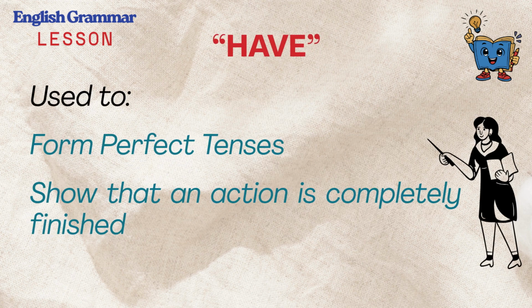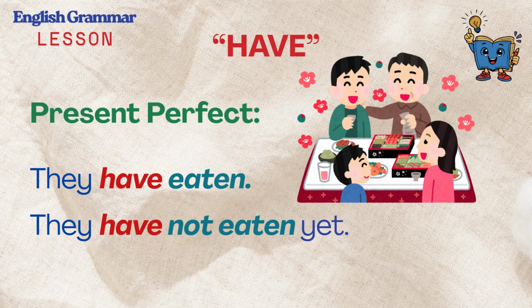Our third helping verb is have. We use this specially to form perfect tenses, which is just a fancy grammar way of showing that an action is completely finished. Present perfect, they have eaten. They have not eaten yet.